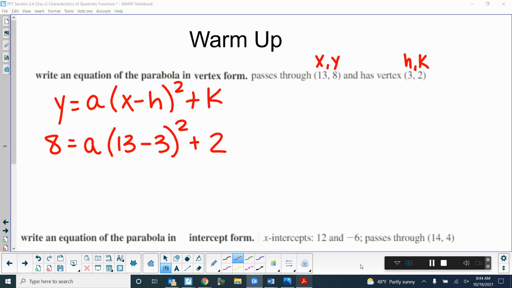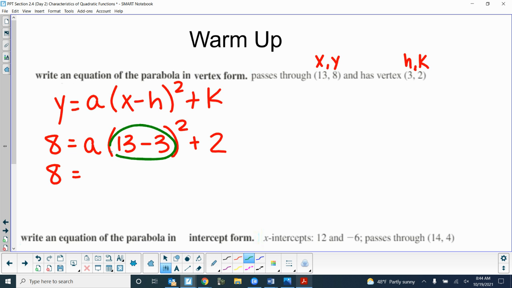It's always X minus for the H part. So if H is a positive 3, you just put the 3 there. If H would have been a negative 3, what would happen here? It would change to what? Addition, right? So 13 minus 3 is 10. Okay, this part here is 10. What's 10 squared? 100.